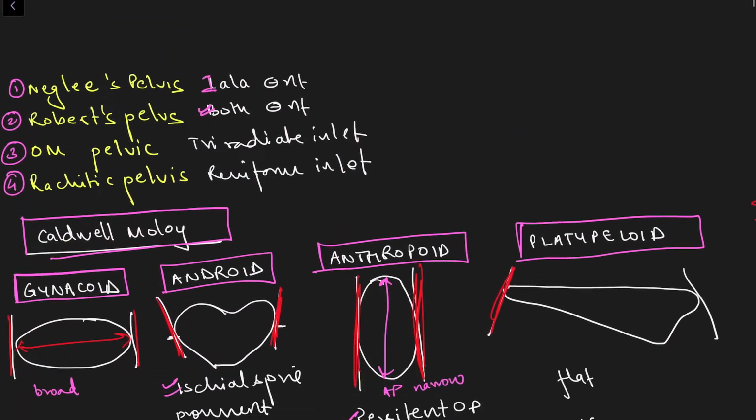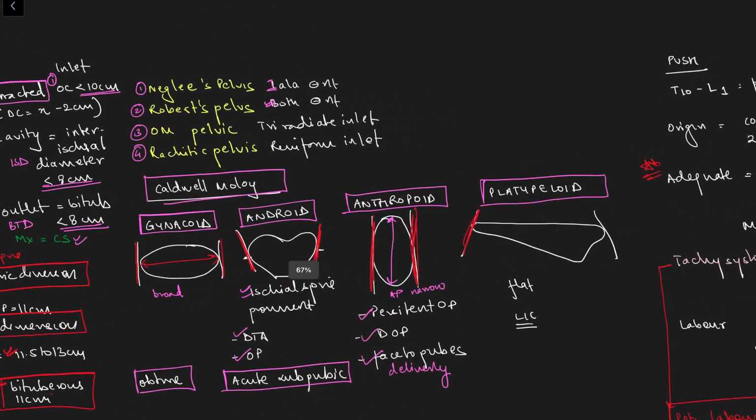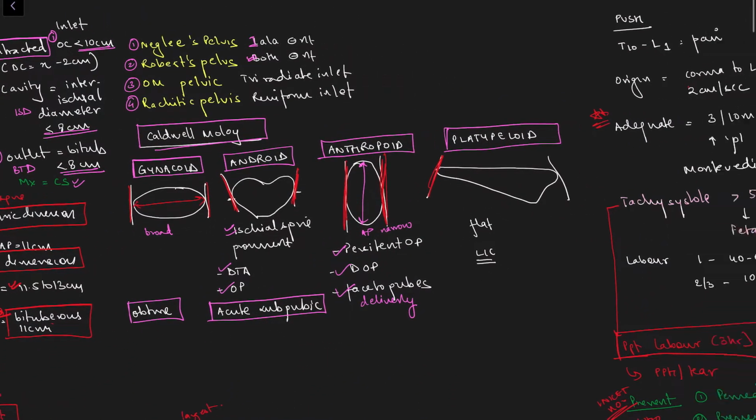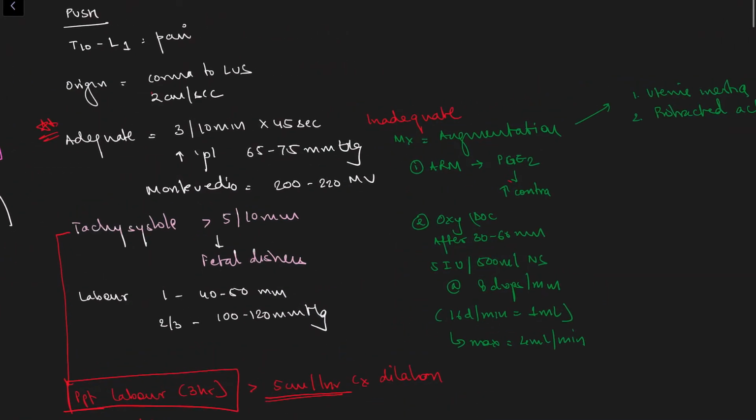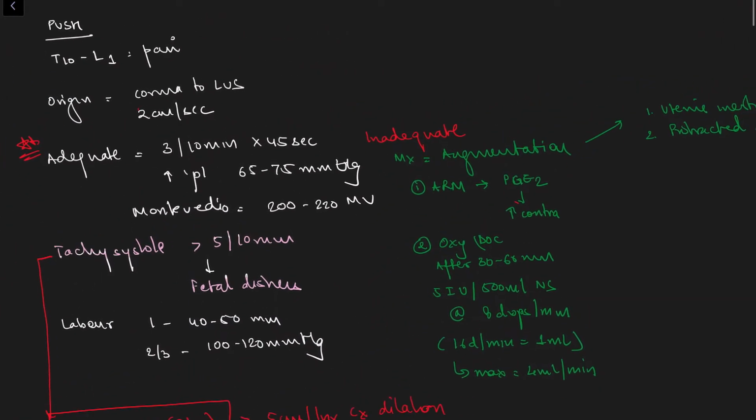Now, finally, we've talked about the passenger, the fetus, and the passage, which is the pelvis. So we'll talk about the power. The pain of labor is typically felt at T10 to L1. It originates from the cornua and spreads to the lower uterine segment at the rate of 2 centimeters per second. This is very important: an adequate uterine contraction is defined as 3 contractions in 10 minutes lasting for 45 seconds.